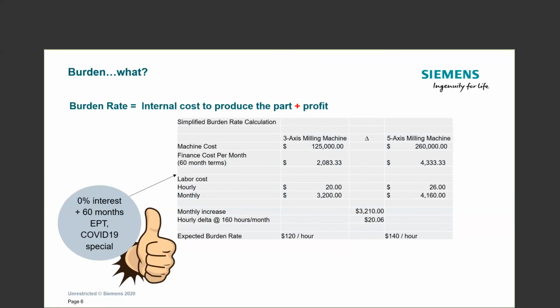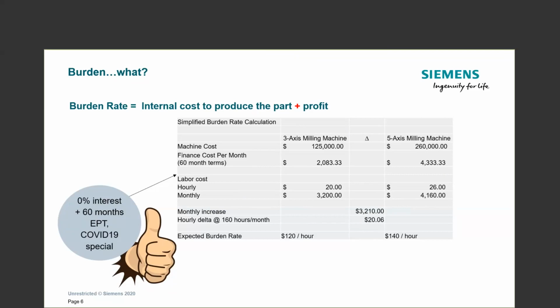We got the part where you first introduced burden rate as internal cost plus profit, but we didn't really hear anything beyond that. Okay, so again, for the purpose of this discussion today, the definition of the burden rate of a manufacturing facility is simply going to be the internal cost to produce said part plus a profit.